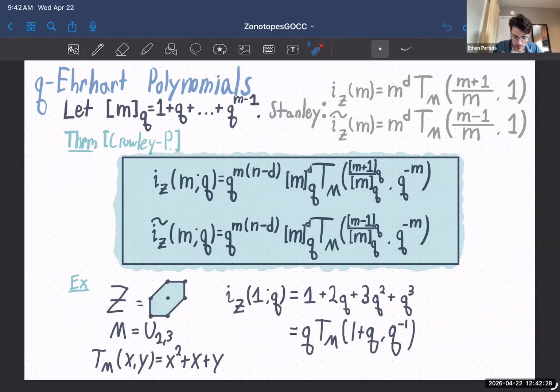So I wrote out the example for our usual zonotope we've been working with. And remember, this was the graded lattice point count of the first dilate, this polynomial here. And you'll have to believe me, but the top polynomial of U23 is given by this thing. And what our theorem says is that you should multiply by q on the outside, and then plug in 1 plus q and q inverse to this top polynomial. And you'll get out this thing. And you can check for yourself that this is going to be true.